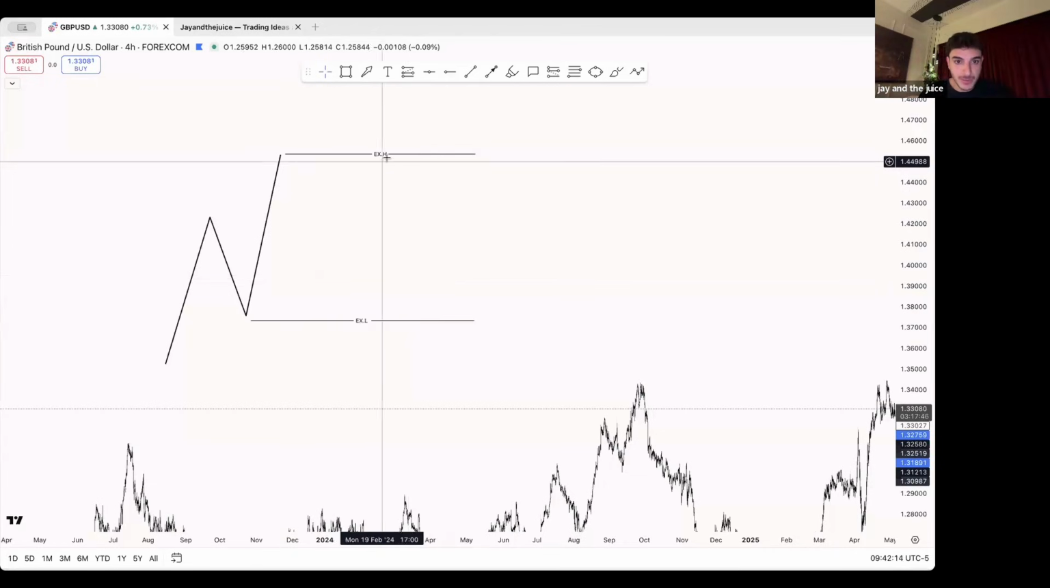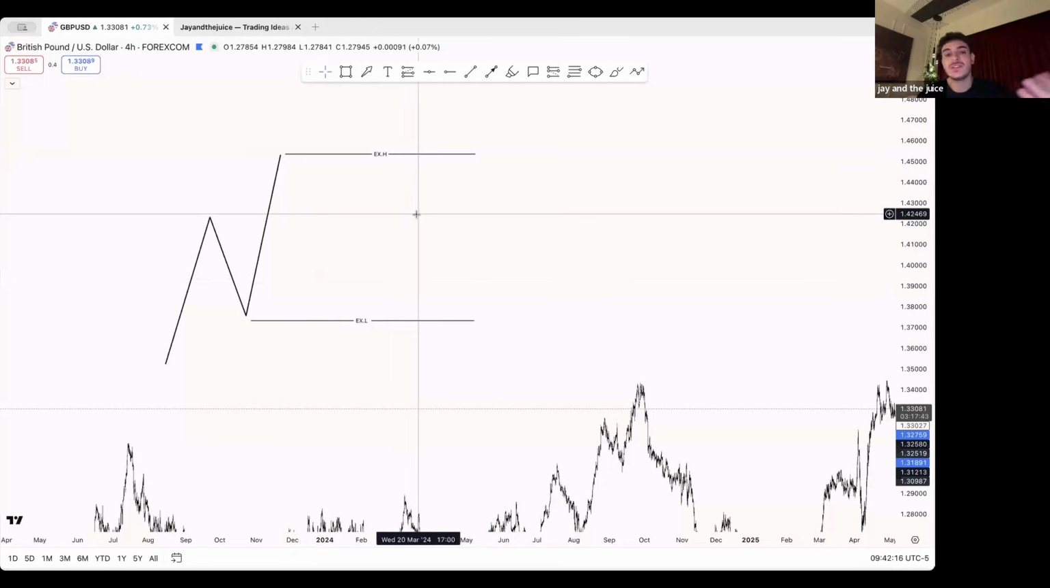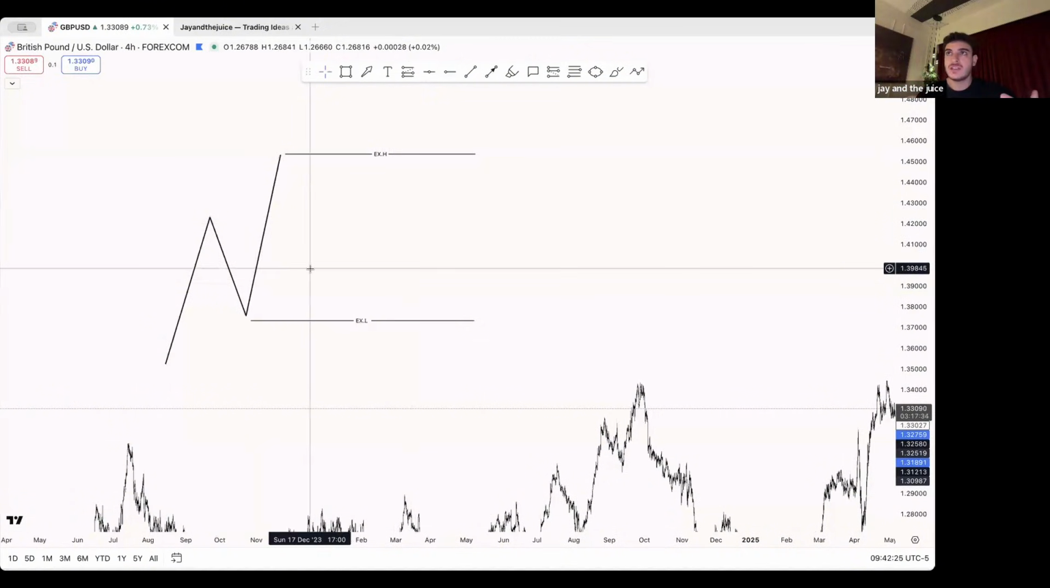So when price reaches an extreme high, it needs to rest. It needs to come back. It needs to fill the gaps. It needs to have efficiency. Now, what does that mean?